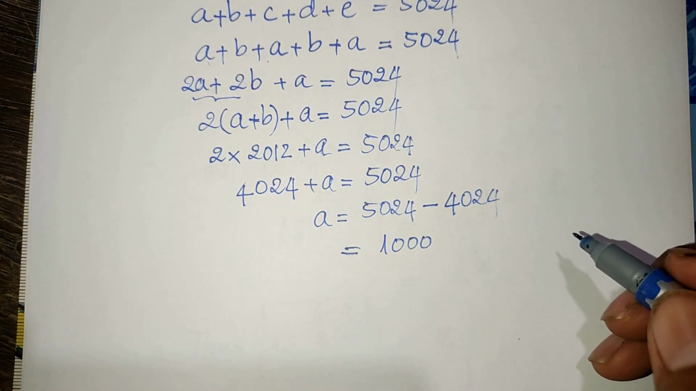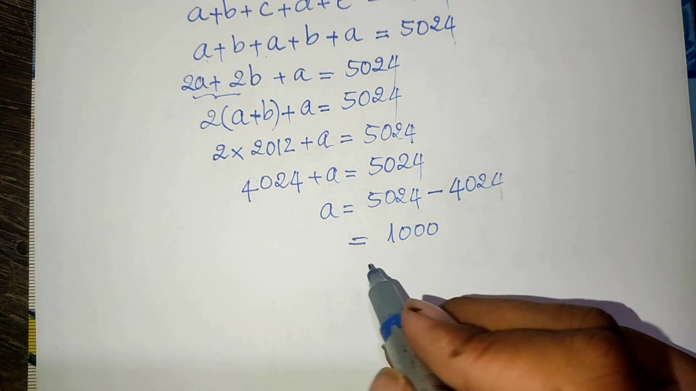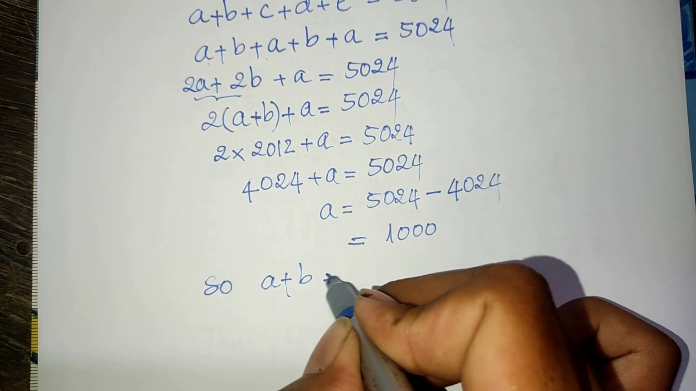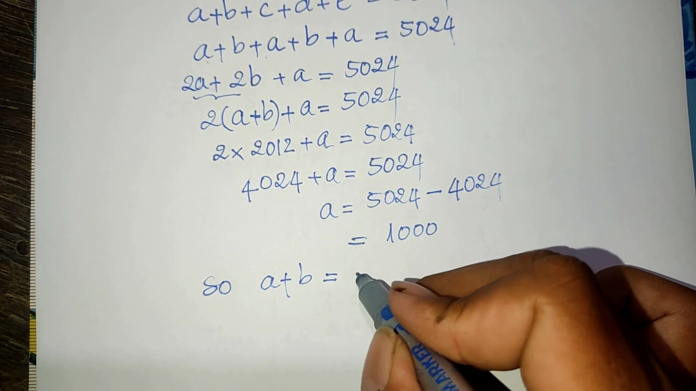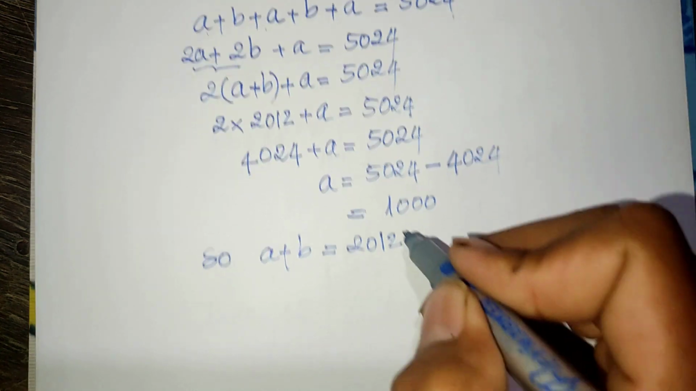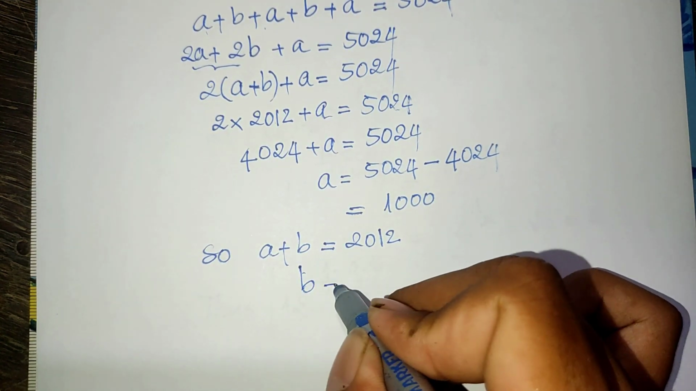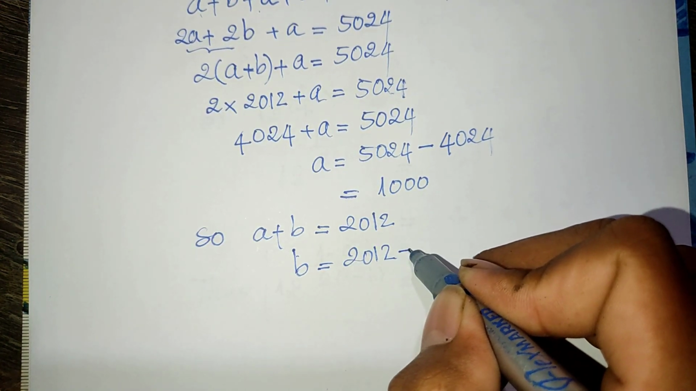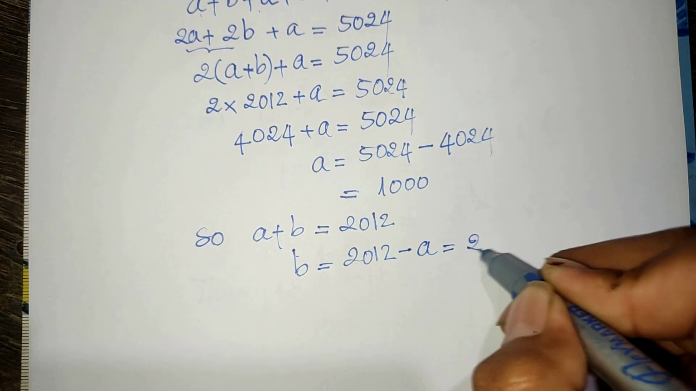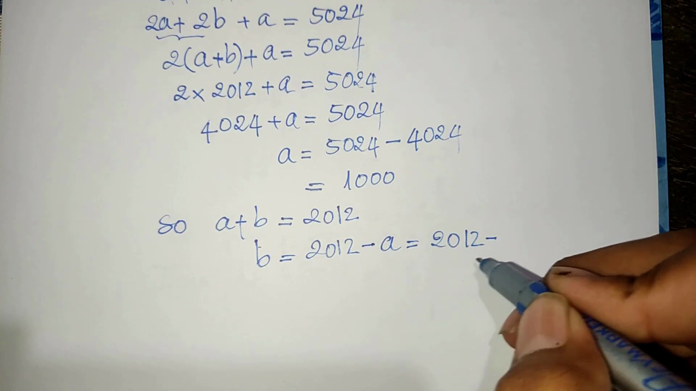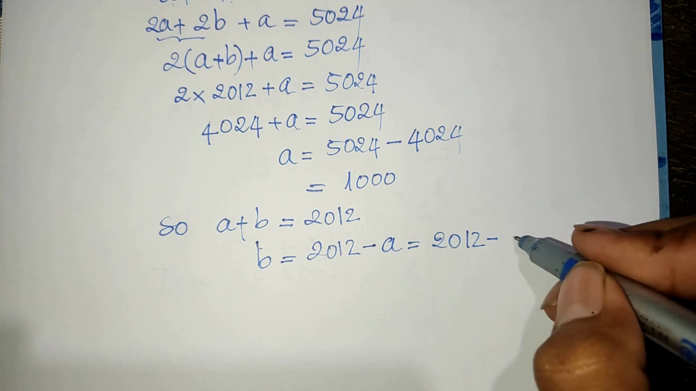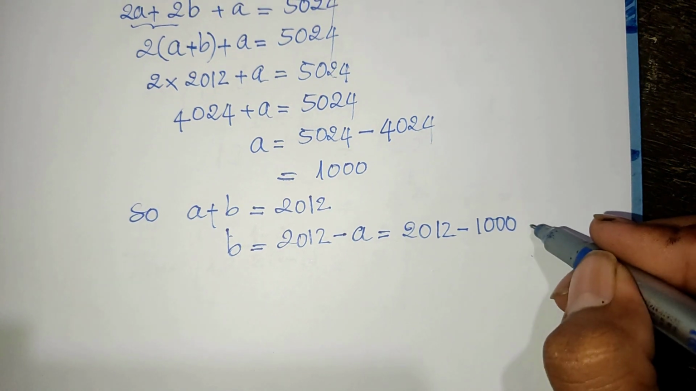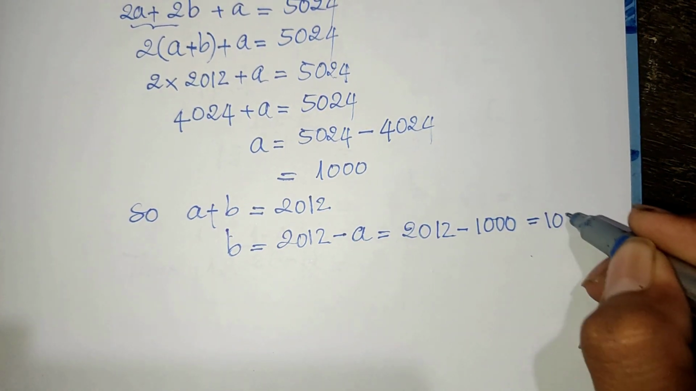Now we know that A plus B equals 2012. We get B equals 2012 minus A, equals 2012 minus 1000. Now this is equal to 1012.